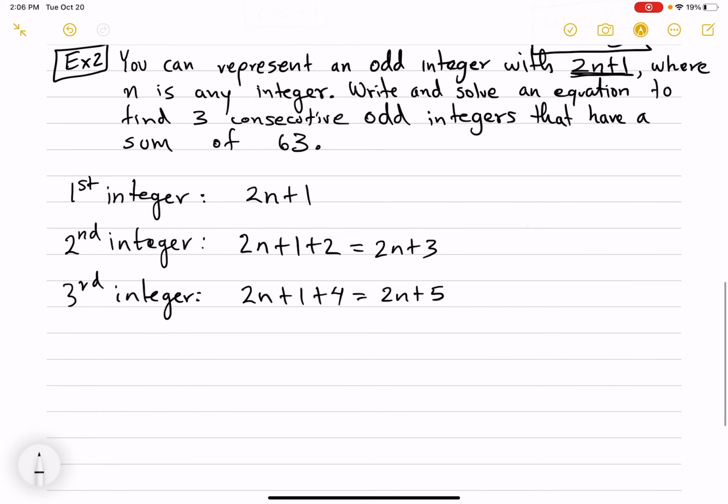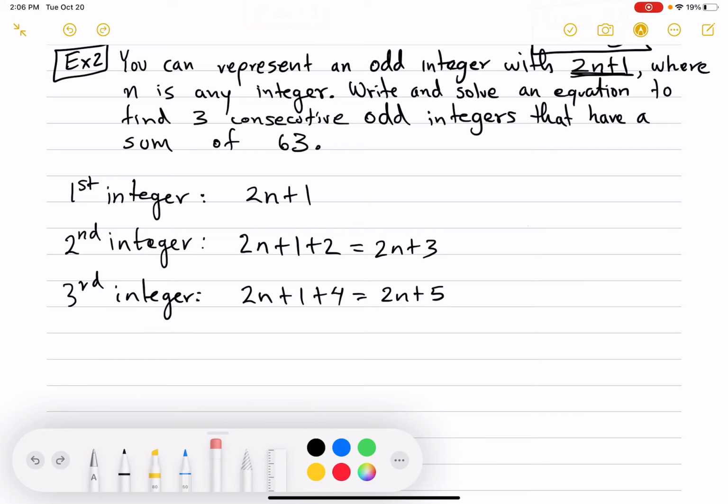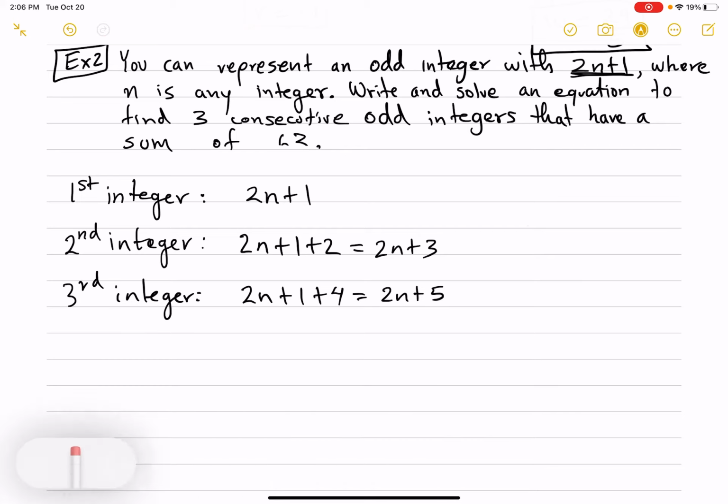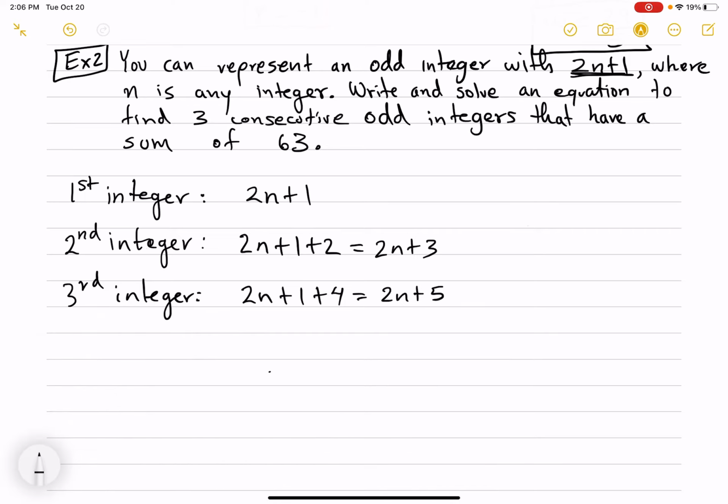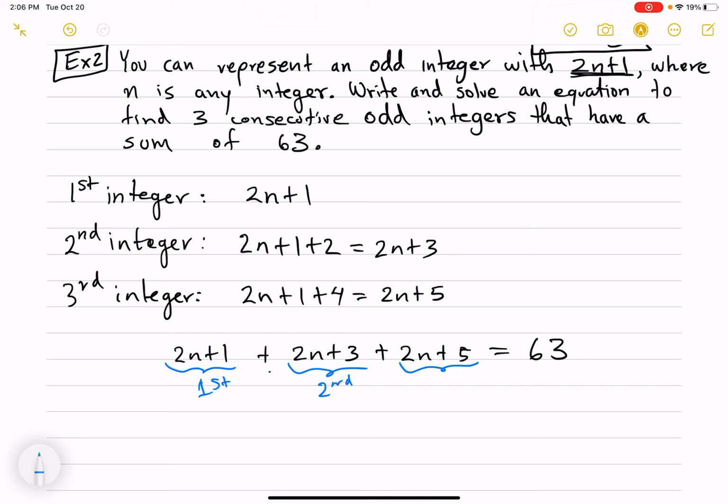So now what we could do is set up an equation because we want to find them. We need to find 3 integers that add up to 63. And so now we know that 2n plus 1 plus 2n plus 3 plus 2n plus 5 are supposed to add up to 63. Again, notice that this is our first integer plus the second one plus the third one. And we're setting it equal to 63 because we want them to add to 63.